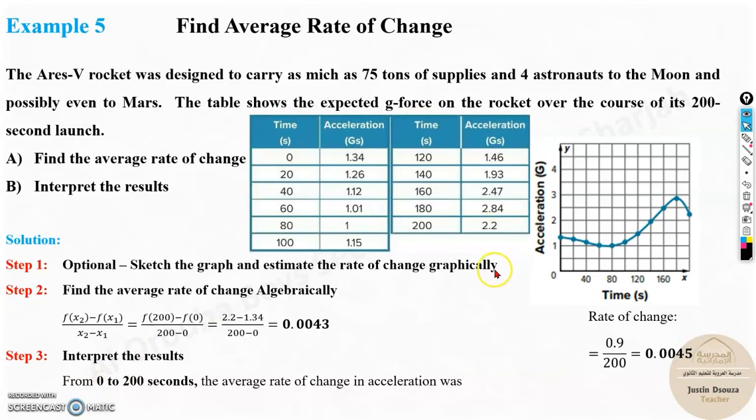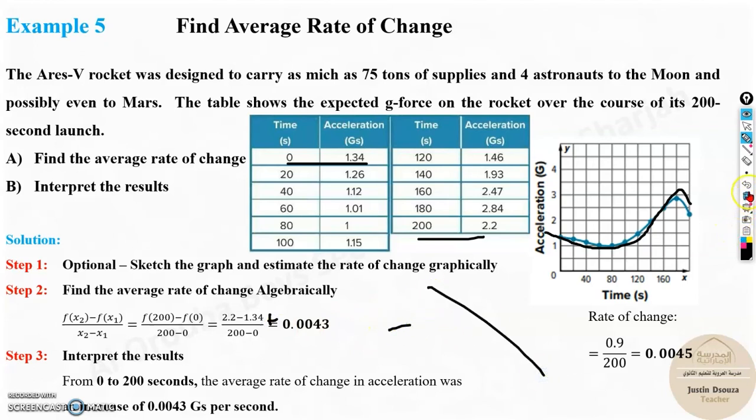So, interpret the results. From 0 to 200 seconds, the average rate of change of acceleration was an increase. Why? You can see over here it's increasing, isn't it? Though it's decreasing over here, from this to this, the value is positive. If it was minus, then it would be reducing, but it's positive, so it was an increase of 0.043 g-force per second. So this is the average rate of change problem.